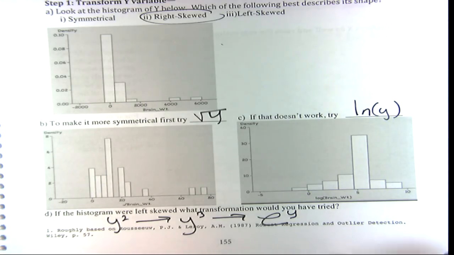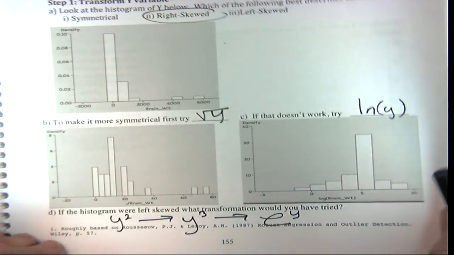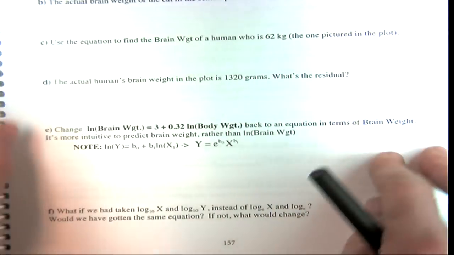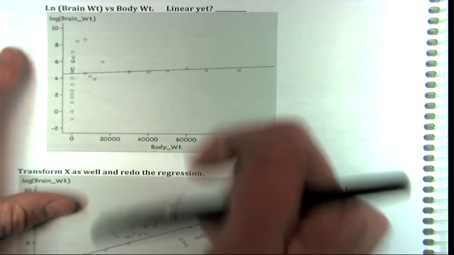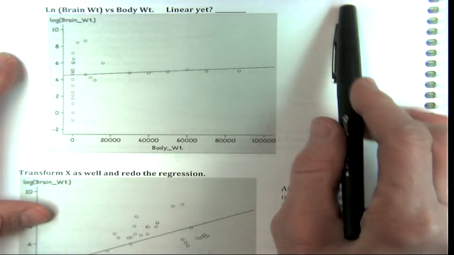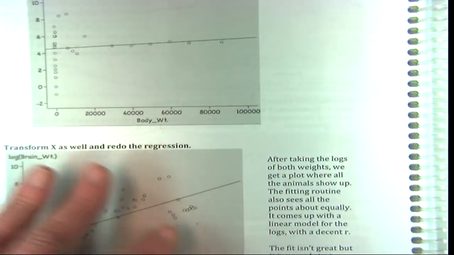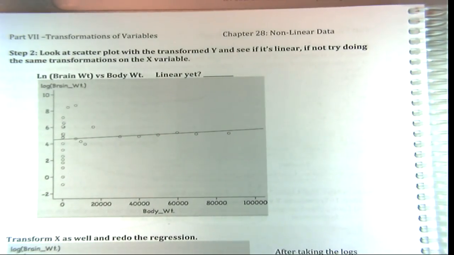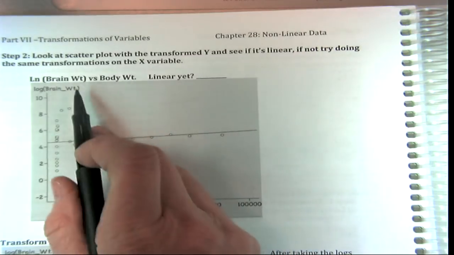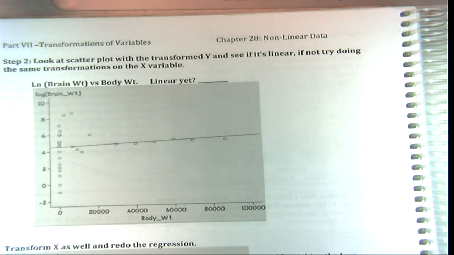So let's turn the page. Now what are we going to do? Now we're going to take that log-transformed y and see if it's linear now. If not, we'll try doing the same thing with the x. Okay? So let's do that. And here you can see that when we did it, does this look linear yet?